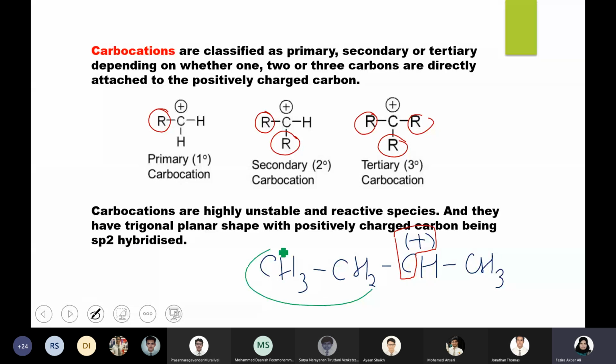So this is one alkyl group. You can consider this as one carbon chain. That is one alkyl group, and this is the second alkyl group. And there is already hydrogen. You don't count hydrogen. You look at the number of alkyl groups. So you have two alkyl groups, so it is secondary. Okay, let's try one more.